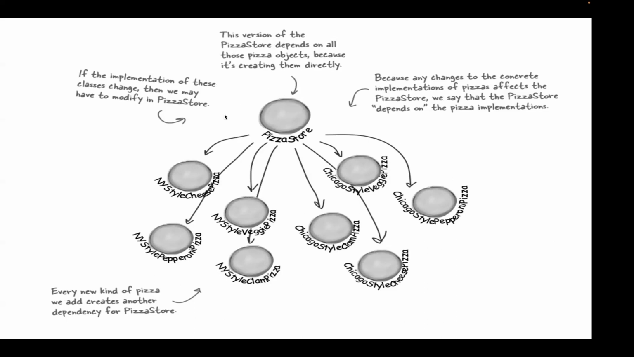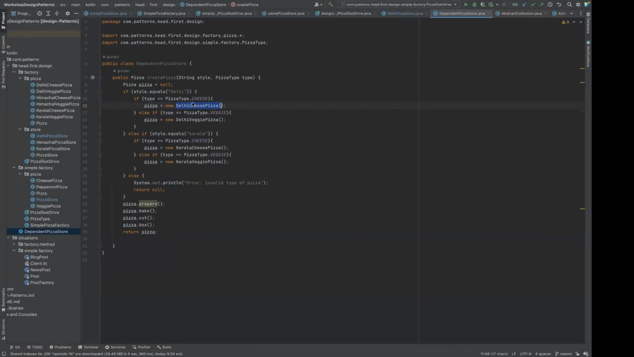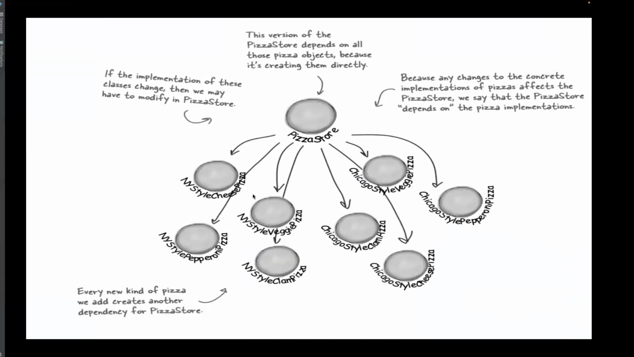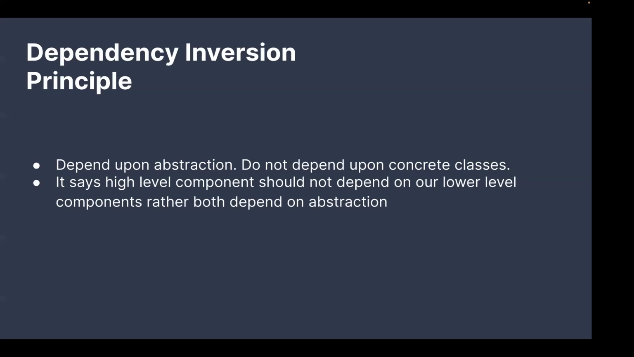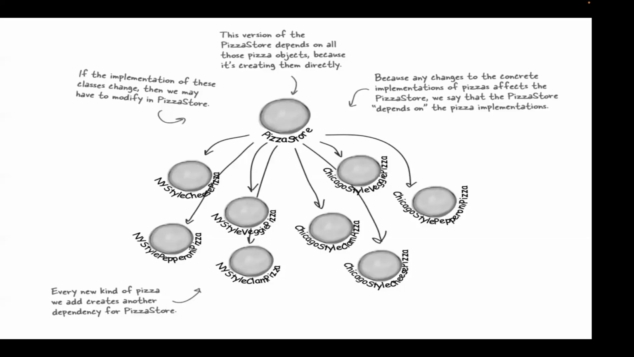Okay. So tomorrow, if you want to add another type of pizza, you will go and modify the code here and enter the things. So here you are programming to implementations, right? That's why dependency gets added here. Now you don't want that. We don't want to program to implementation. So what we can follow is the dependency inversion principle.